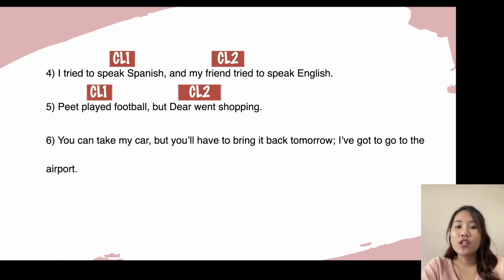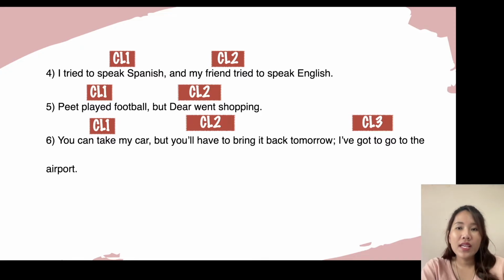Or number 6, you can take my car, the first independent clause. You will have to bring it back tomorrow, the second independent clause. I've got to go to the airport, the third independent clause. Altogether, since we have 3 independent clauses here, it is the compound sentence.